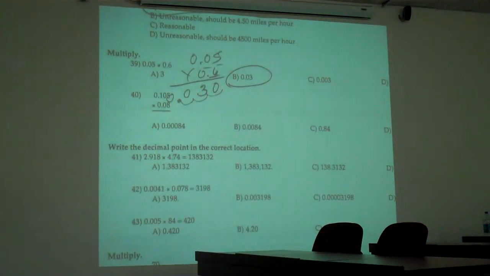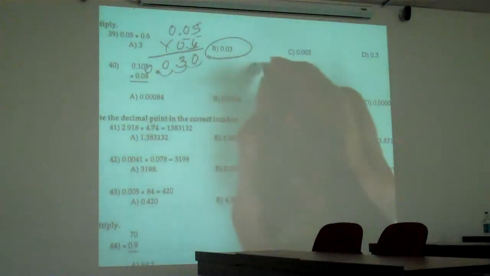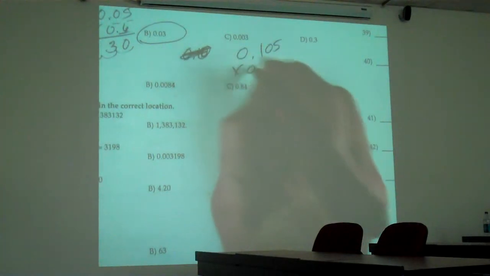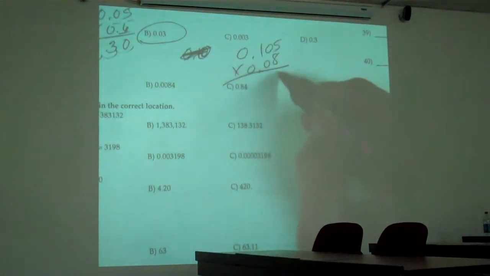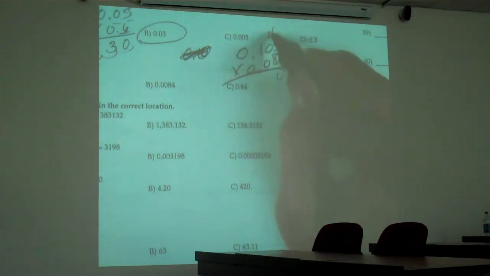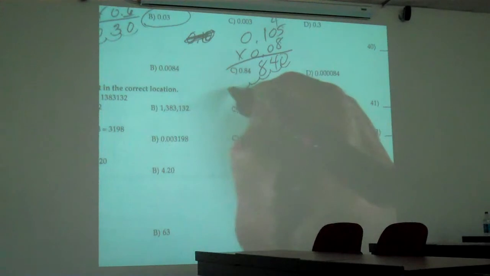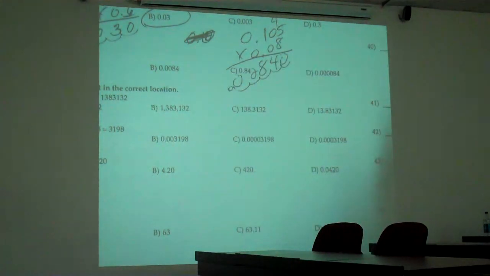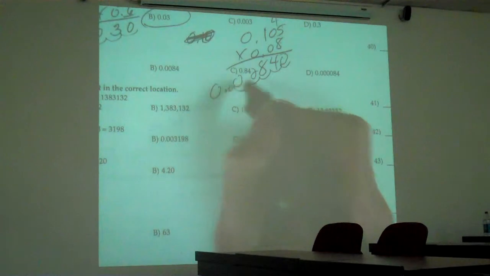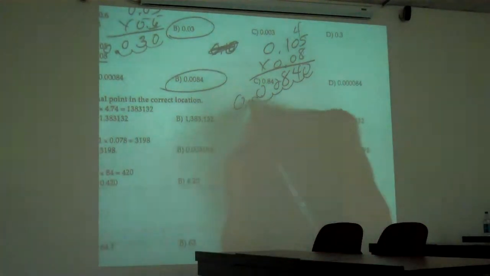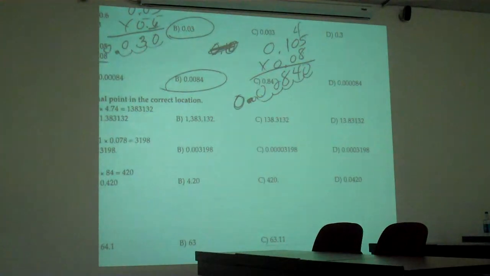Number 40. 0.105 times 0.08. 8 times 5, 40. 0 plus 4, and then 8. How many times you need to move it? 5. 1, 2, 3, 4, 5. So 2 zeros in front of the 8. 0.0084. So you always add that 0 on the left side of the decimal? If it starts with a decimal, add a 0 to the front.